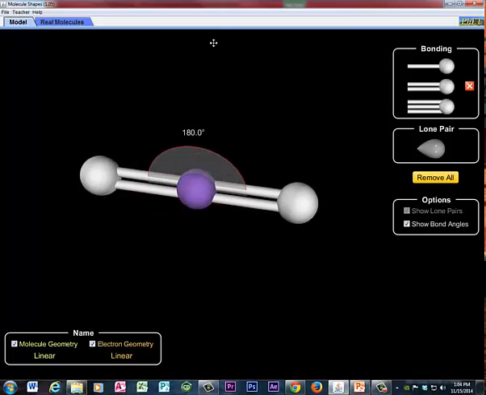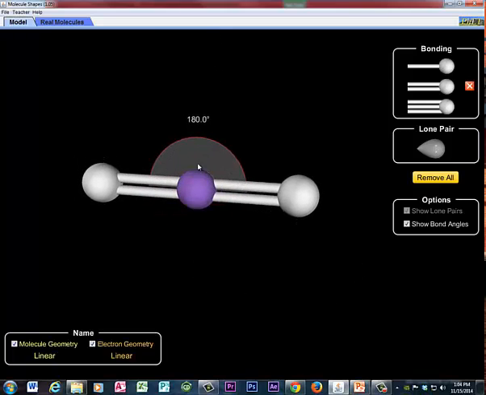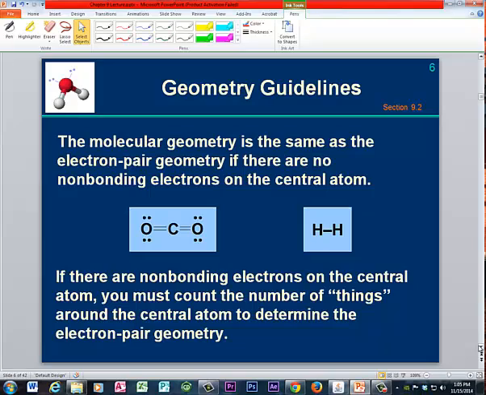Why? No non-bonding electrons. Our bond angles are 180 degrees, half of a 360-degree circle. The molecular geometry is the same as the electron pair geometry if there are no non-bonding electrons. But only if there are no non-bonding pairs of electrons. And you can see there are no non-bonding pairs of electrons on the central atom, so we have a linear molecular and electron pair geometry. This is a diatomic molecule, so it's always going to be linear.